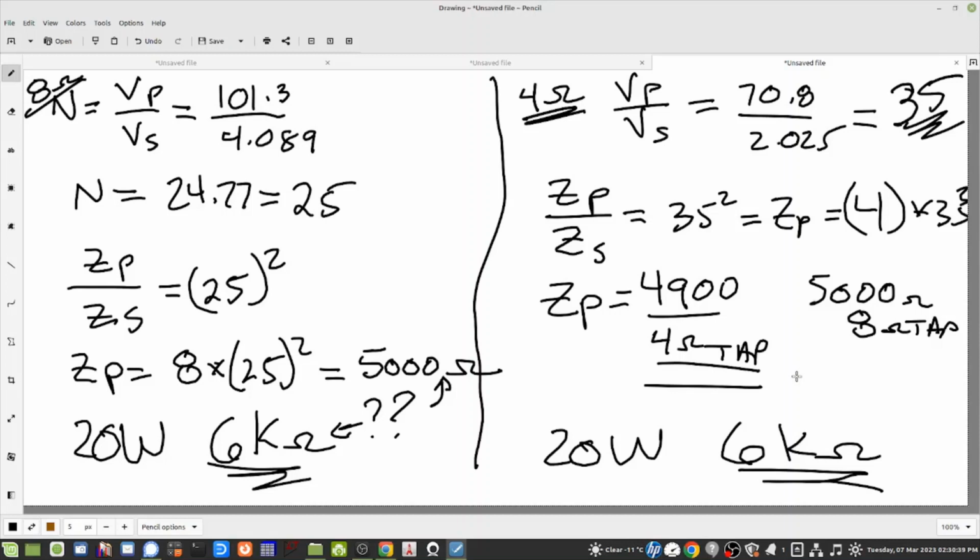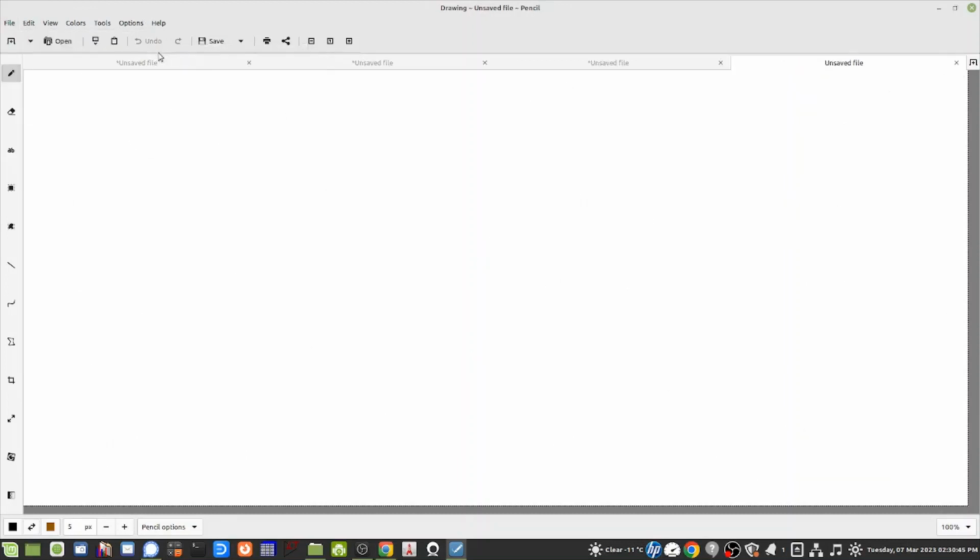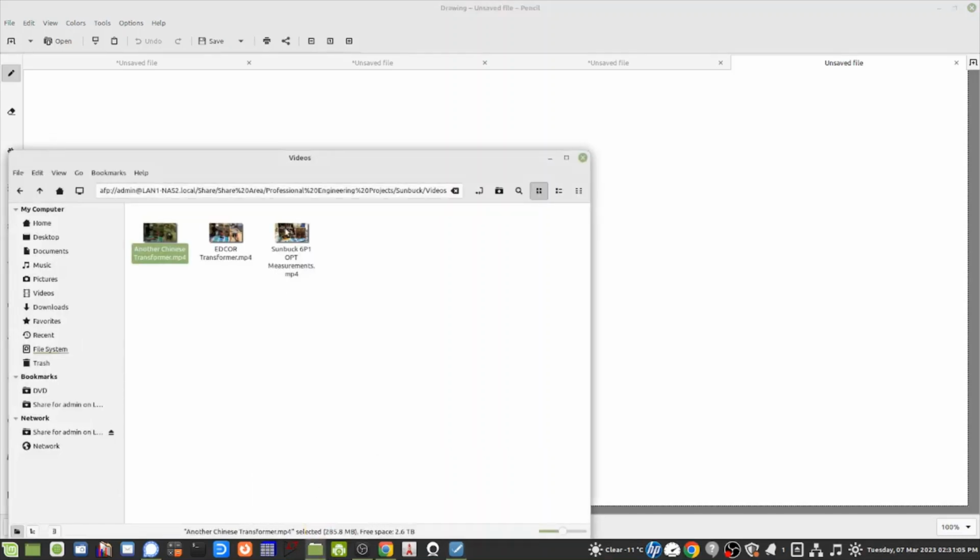So now you're probably thinking, what the heck is this guy doing? So when I do this, I say, okay, let me take another transformer. I'm going to take an EdCore transformer. An EdCore is a transformer made here in the U.S. I particularly like them. They're reasonably priced, and they perform very well. So I'm going to take an EdCore transformer and make the same measurements and see if I get the same craziness.